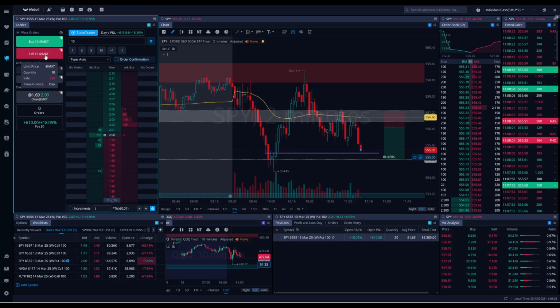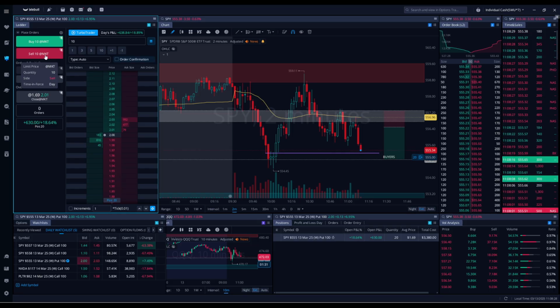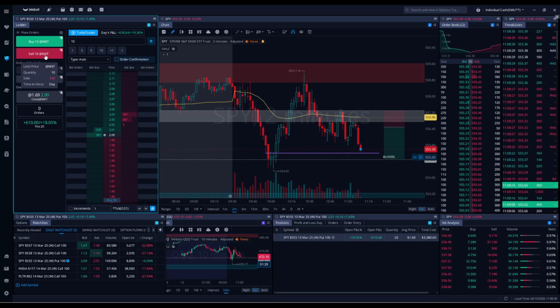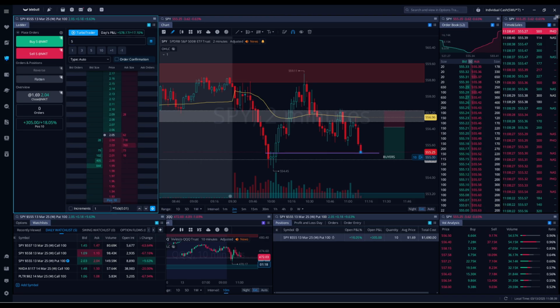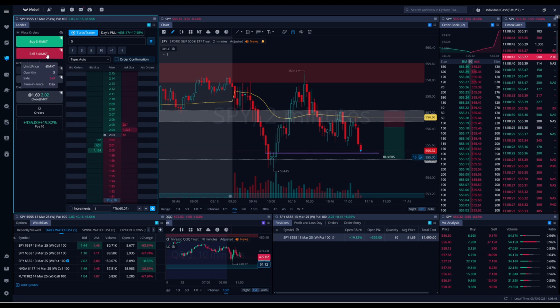There you go. All right, we're up about 18% here. Almost 20%. I'm going to take a trim here, guys. 10 contracts. Still have 10 contracts left. Purple line's about to get tested. We're at 20%.